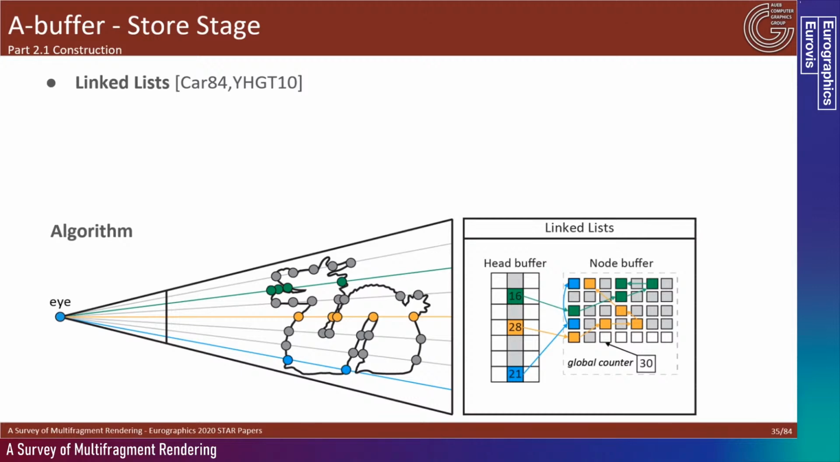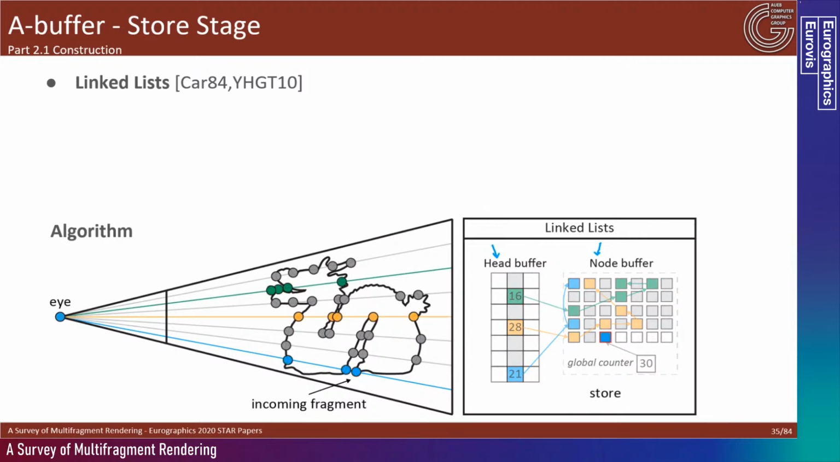Historically, the first MFR approach was the linked list A-buffer. The main idea here was to store the generated fragments, all of them, in linked lists, instead of keeping only the closest visible fragment. The GPU implementation actually requires two buffers that operate on per pixel linked lists. One is the head buffer that contains the head pointers to each list, and second, a node buffer that stores their data and connectivity information.